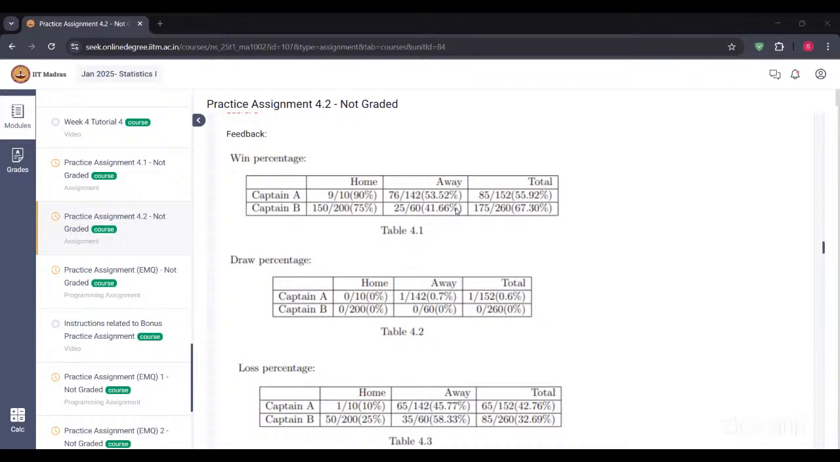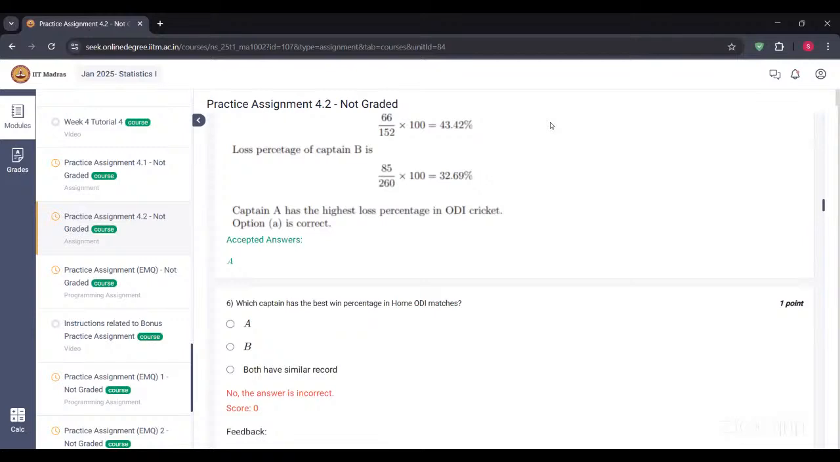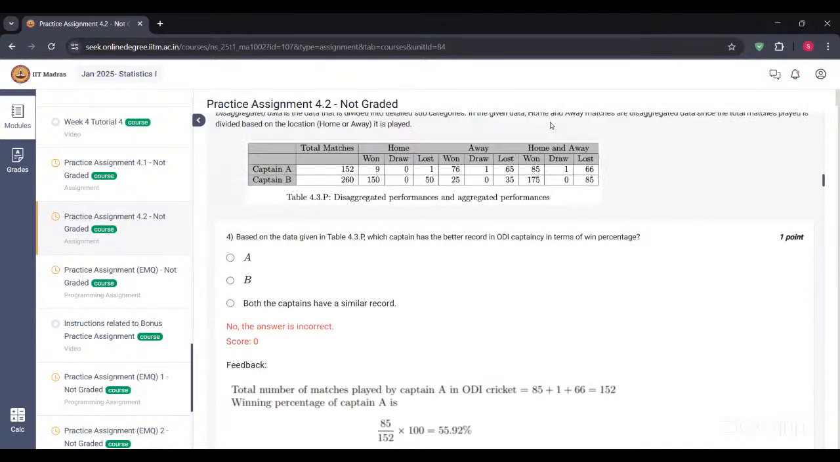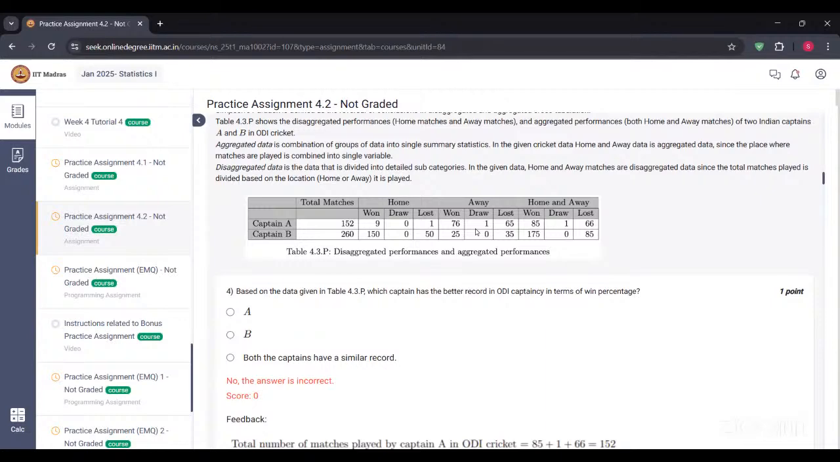Maybe could you please take the example of 4.2? Is that the right example? 4.2, question number 4, 5, 6, 7, 8. That is the Simpson paradox problem. So this question only, right? You are seeing my screen, right? Yes, it's the same. So should I take this example only? Yes, please. Okay, fine.